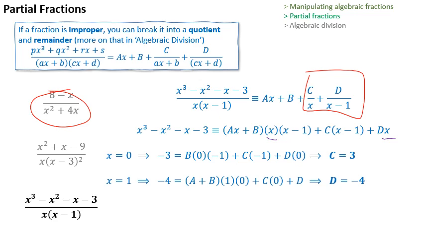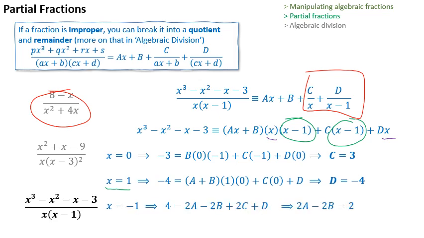The next logical thing to try is 1. If we substitute x equals 1 into our formula, it'll cancel out this bracket and this bracket, and we'll be able to find the value of d. We get -4. Then it gets a little messy. There's nothing else we can substitute in that won't cancel out the thing that we're trying to find. We need to find a and b.